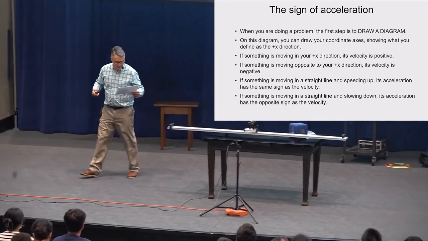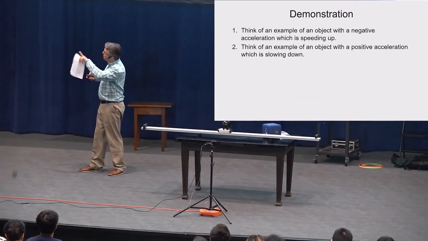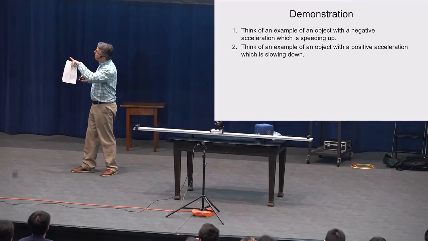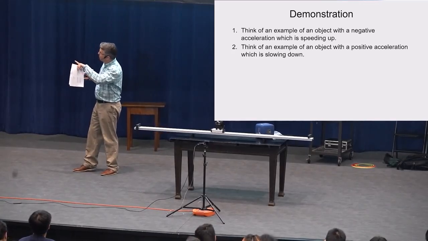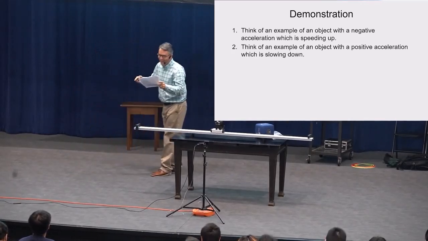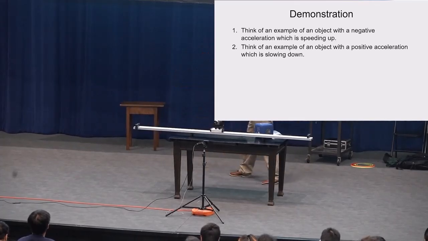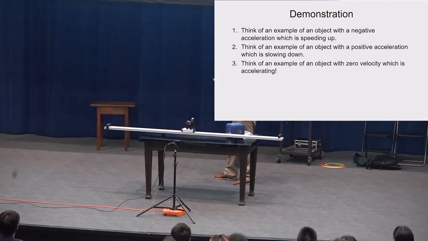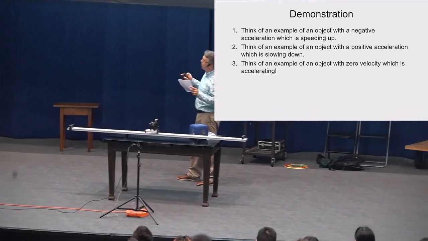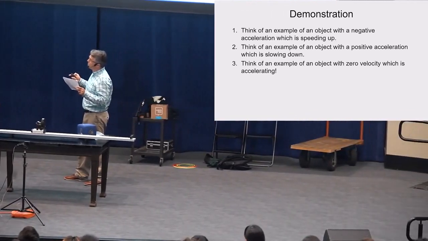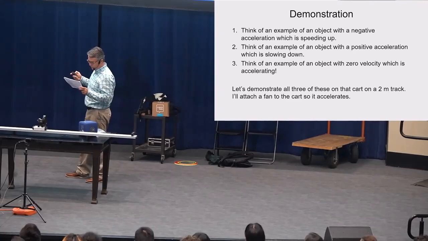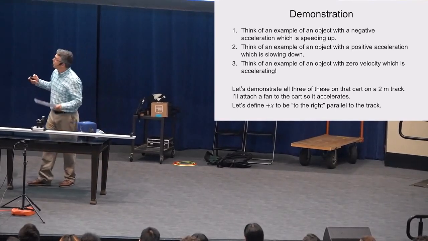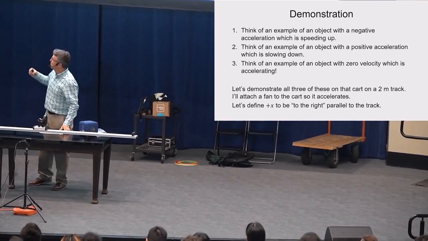Let's do this demo here. Think of an example where an object has negative acceleration, which is speeding up, positive acceleration, which is slowing down, or an object with zero velocity, which is accelerating. I'm going to try to demonstrate all three of these things with this track. Let's define plus x to be to the right.